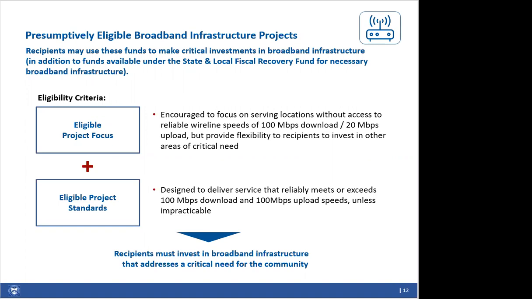First, while Treasury encourages recipients to invest in areas without wireline access to reliable speeds of 20 megabits, it provides broad flexibility for recipients to determine communities with a critical need for build-out. Second, projects must be designed to reliably deliver speeds of 100 megabits symmetrical to be presumptively eligible for Capital Projects Funding, unless it is impracticable to do so. And recipients are required to ensure that the completed service offerings funded by the Capital Projects Fund allow subscribers in the service area to utilize the FCC's EBB program.